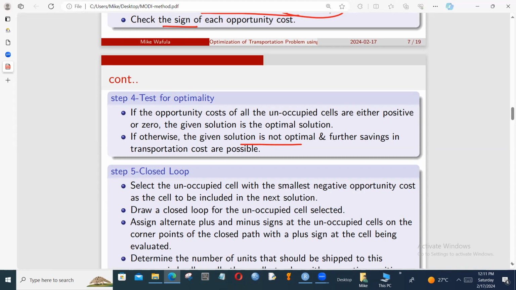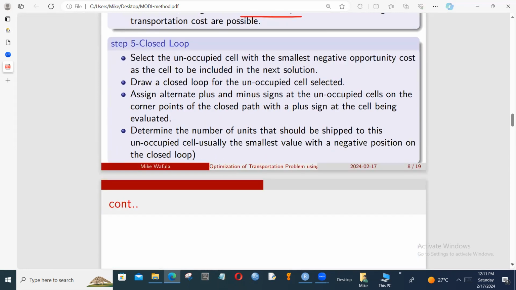So it will be telling us that the solution we have at hand is not optimal, but we can further minimize the cost. And then, if it gives us room to further minimize the cost, we shall be getting to a stage where we begin to draw loops, and these are closed loops. In this case, among the cells that are unoccupied, we look at the cell with the smallest negative opportunity cost, and treat that as the cell to which we seek to assign some units.